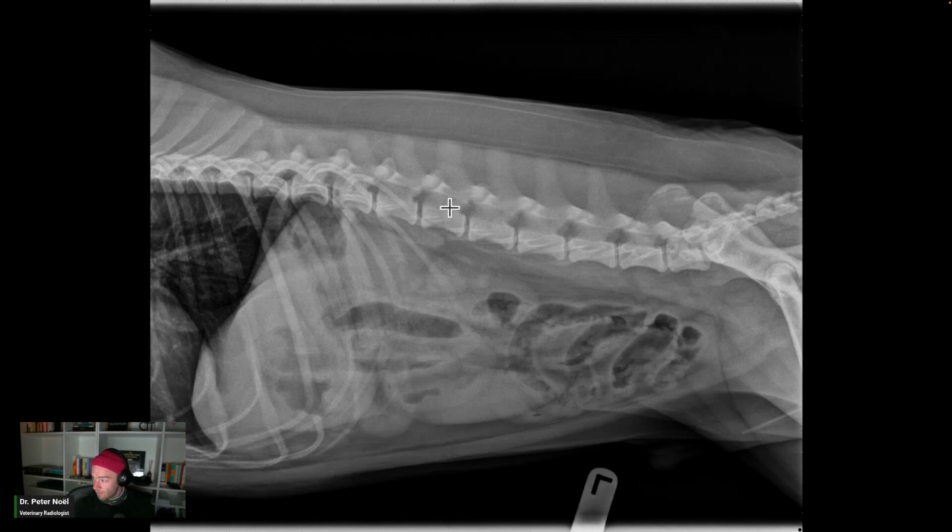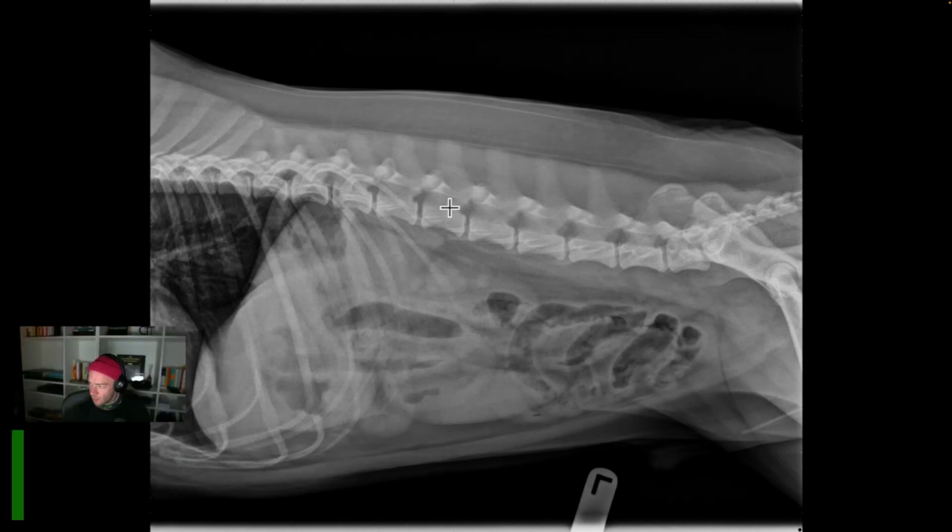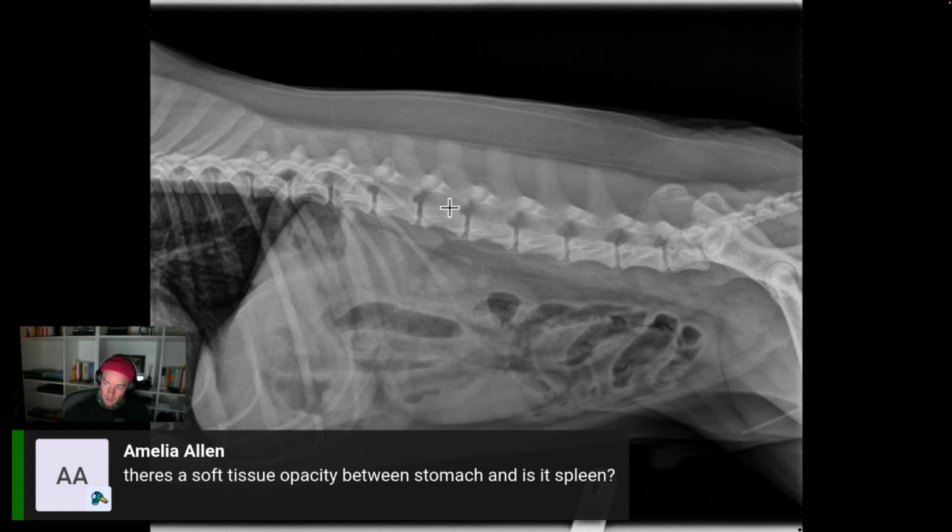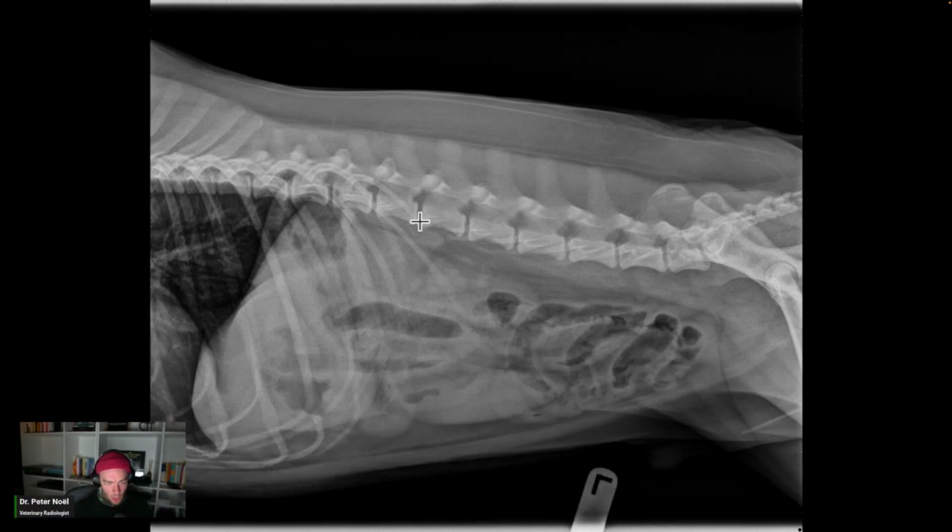So, okay, there's a soft tissue opacity between the spleen and the stomach. Yeah, so a couple of things. Here we go. On the lateral, Doc Allen wants to know, is there soft tissue opacity between the stomach and the spleen? So, a little bit of rotation right here, a lot of back fat, left kidney right here. She may be talking about this thing right here. Okay, so the splenic head is like doing this. The X-ray beam hits it, and so you get this little triangle. It looks like that.